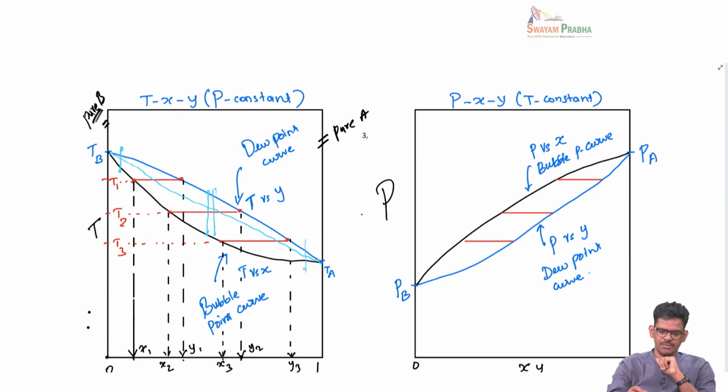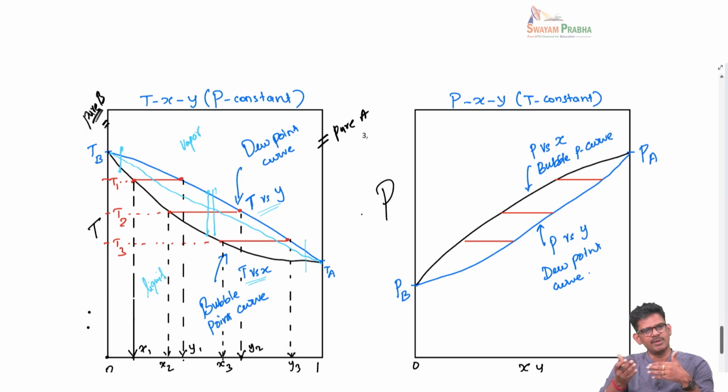And again I also talked about the top curve which relates T and y, which is called the dew point curve, and the bottom curve which relates T to x, which is called the bubble point curve. So this is about keeping pressure constant and looking at how temperature and the two compositions are fixing this phase. Okay, so here you have fully a vapor phase, below you have a liquid phase, and in between, in this loop bound by the bubble point and dew point curves, you have a two-phase mixture.